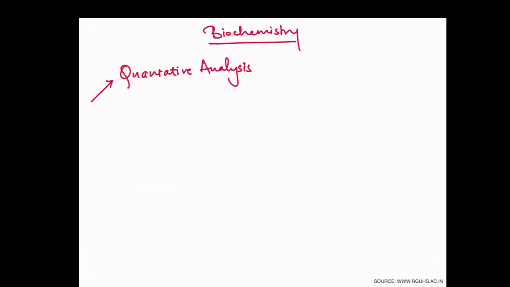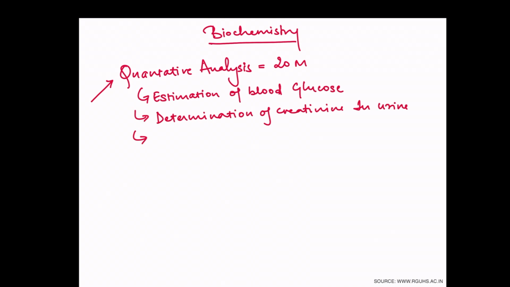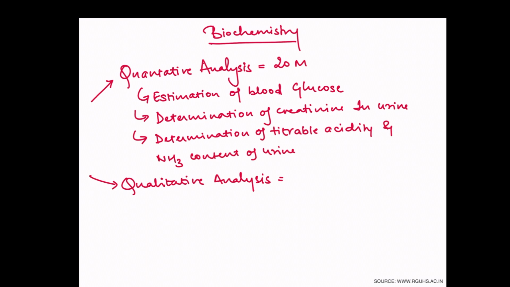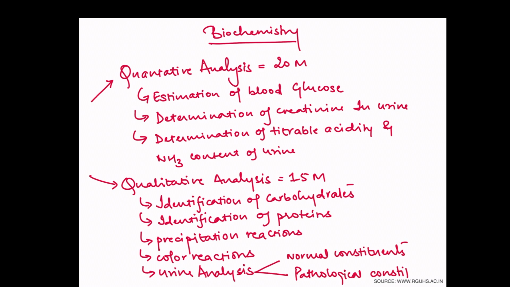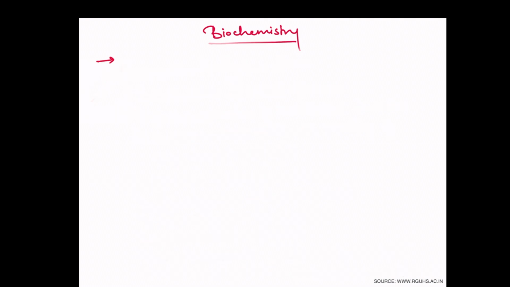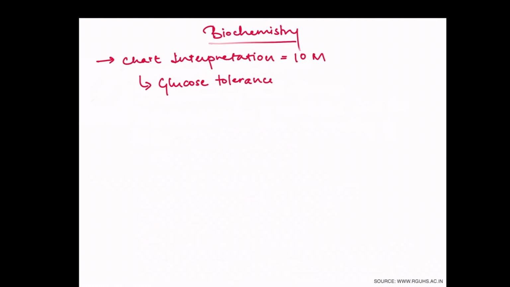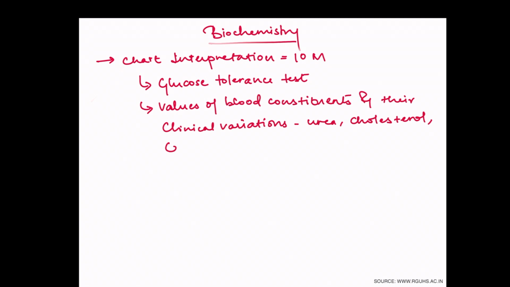Now coming to biochemistry practicals, this will be divided into 3 parts. First is your quantitative analysis which will be for 20 marks and these are the topics. Any one of this can come for you to perform. Qualitative analysis will be for 15 marks and these are the topics that you can expect. The last being chart interpretation will be for 10 marks. In this, they will give you a chart and you have to interpret the values and answer the questions given below. And again, your Viva OC here will be for 5 marks each.